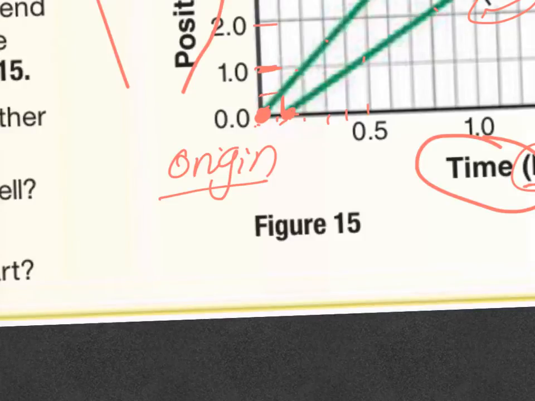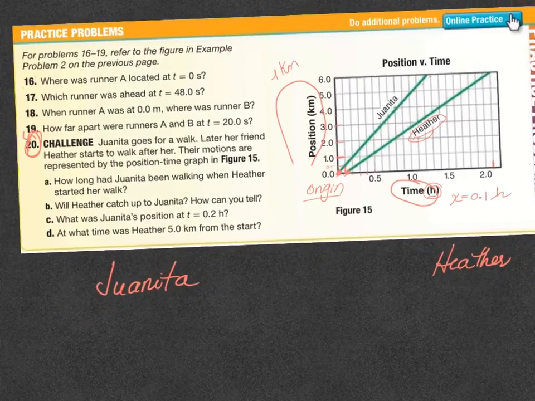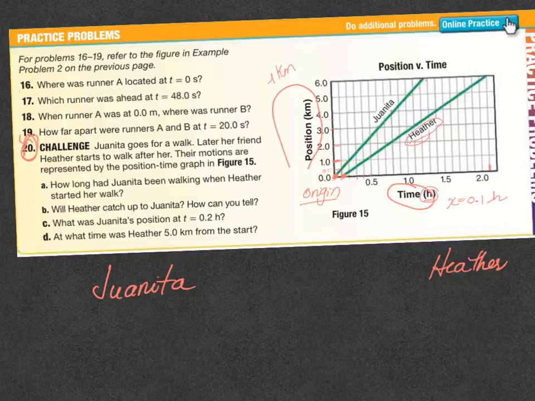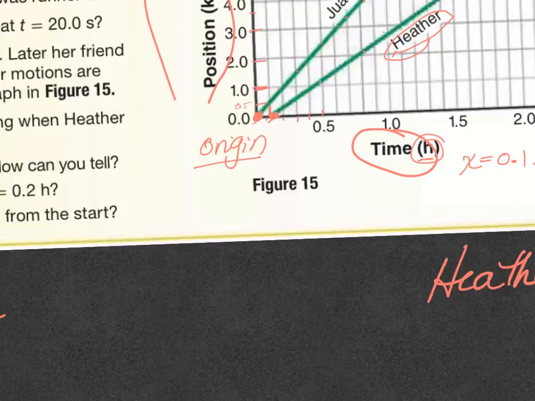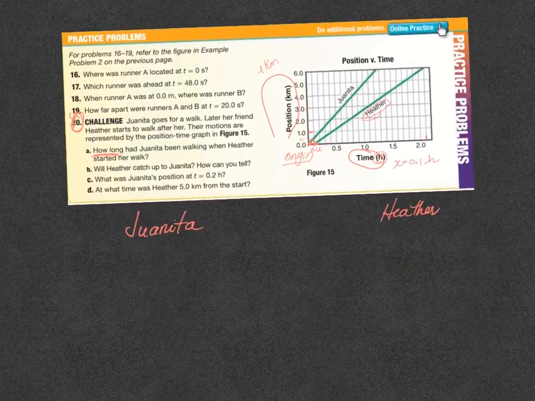If we assume that the point over there is 0.5... how long has Juanita been walking? Okay, but they're not asking for that. They're not asking for the distance that Juanita was walking. They are asking for how long Juanita had been walking when Heather started to walk. So for time, I'm going down here, 0.1 hour.